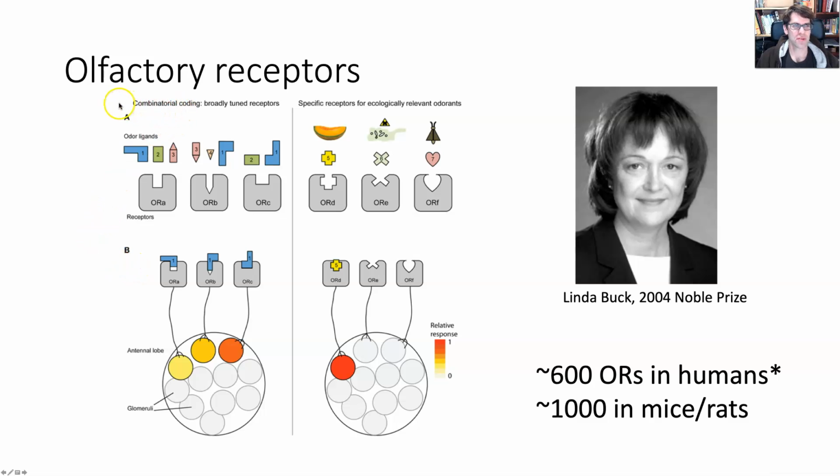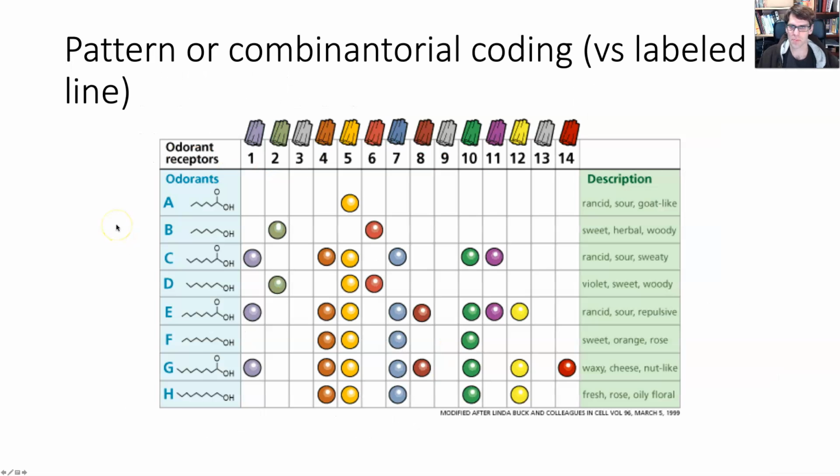This then becomes even more information through something called combinatorial coding, which I think is better talked about here. If we simplify this down to, let's say, 14 receptors shown on this diagram, we can have scents that just activate one receptor. I love the description here because I'm never really sure what this means. But this molecule here, they're saying only activates this odor receptor 5, and that gives you rancid, sour, goat-like.